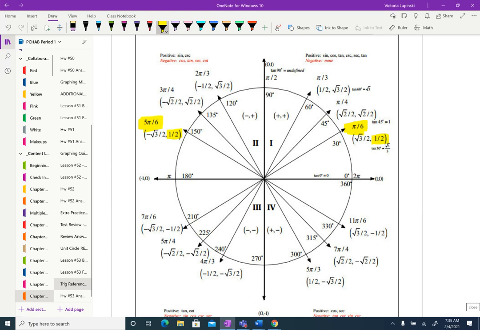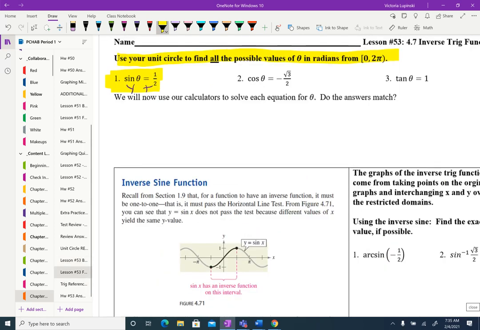You'd have to know that a y is a sine. You'd have to know that sines are positive in quadrants 1 and 2, and you'd have to correctly be able to identify those answers in radians. So let's go ahead and write that down. Theta would be equal to pi over 6 and 5 pi over 6. That's an old skill that you should know from earlier in the chapter. So if you're having any trouble with that, you should either ask or just be sure to review.